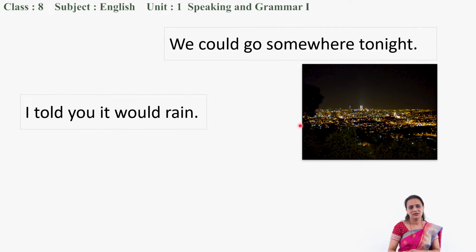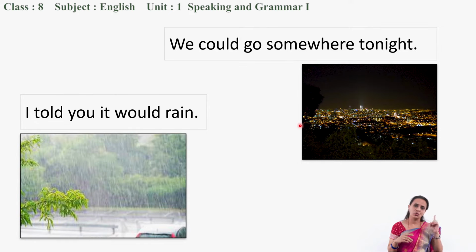Now another, I told you it would rain. I told you it would rain and it's raining now. Here in the picture also you can see it. I told you it would rain. I told you in the past, but it's raining now. Isn't it? Good. I told you it would rain. It is also talking about the possibility. Okay. The use of could and would. My dear students, after these examples, let's go to our text again.